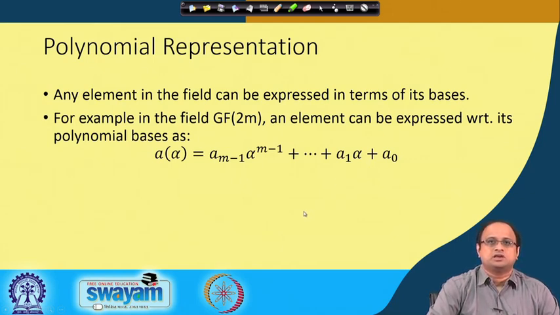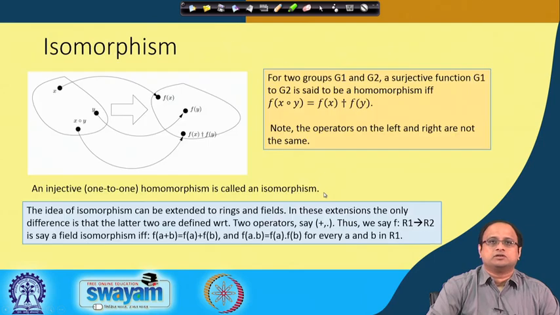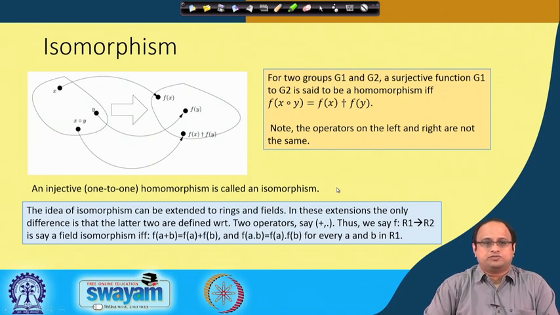Okay, and that is why these particular choices give you the basis. Note that you cannot express alpha to the power of m minus 1 by the other components. That means these are the minimum number of elements which are required to express all elements in the field. So, now we are in a position to understand this concept of isomorphisms.